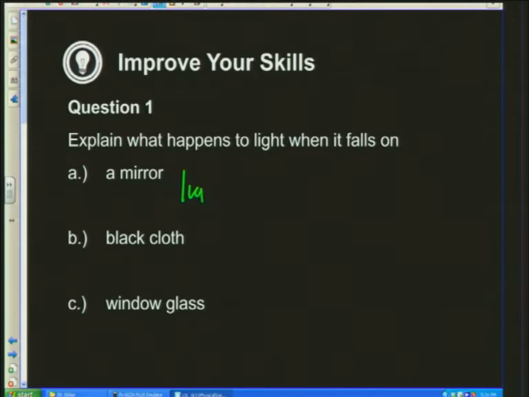Light is reflected. And it will always obey the law of reflection. It's not going to go anywhere else. From a mirror, it's going to be reflected. From a black cloth, what's going to happen? It's absorbed.